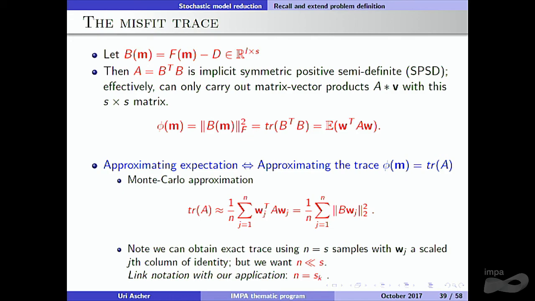The size S sub k depends on the iteration, by the way. It's not the same size; we actually adaptively change it. I will show how.